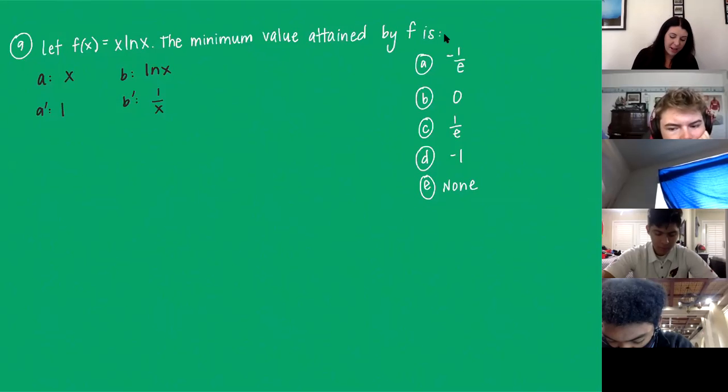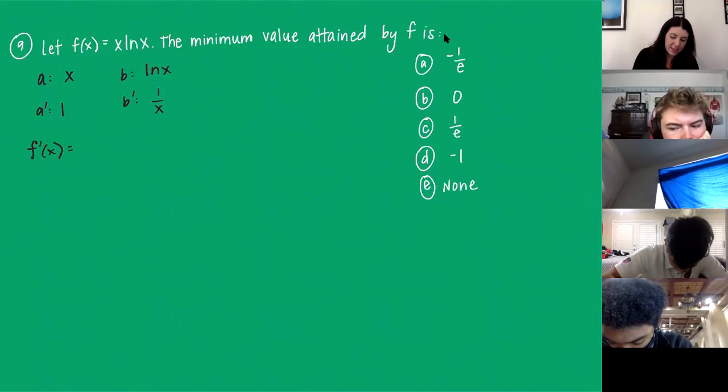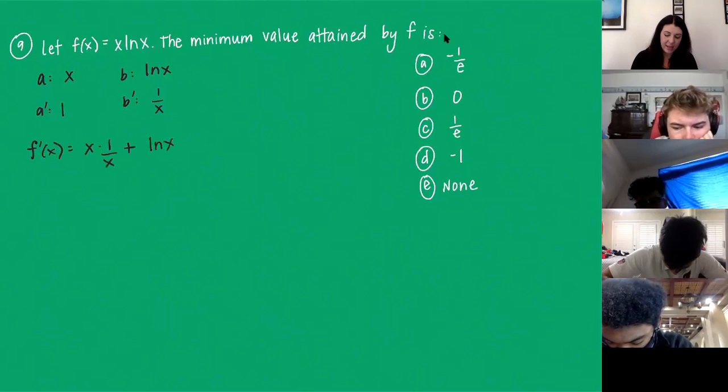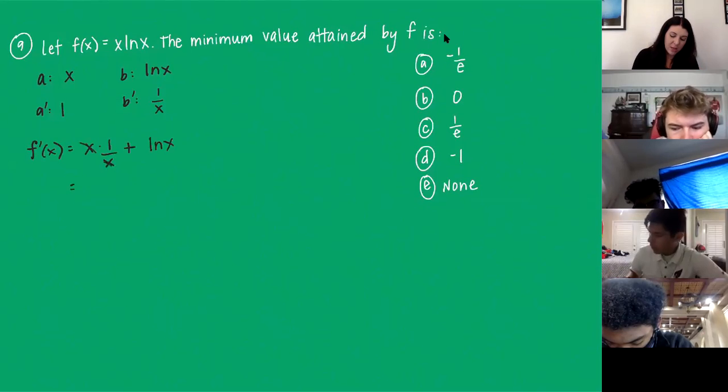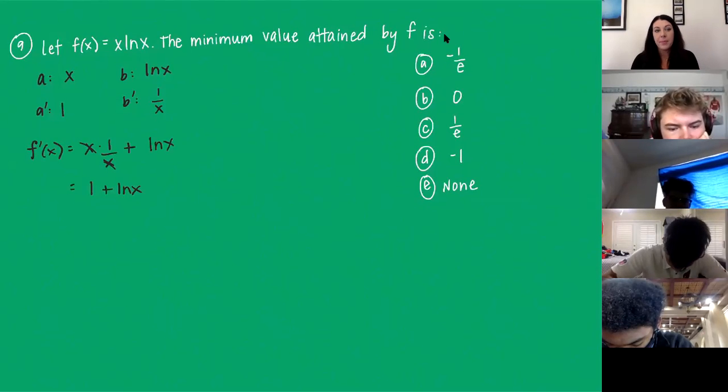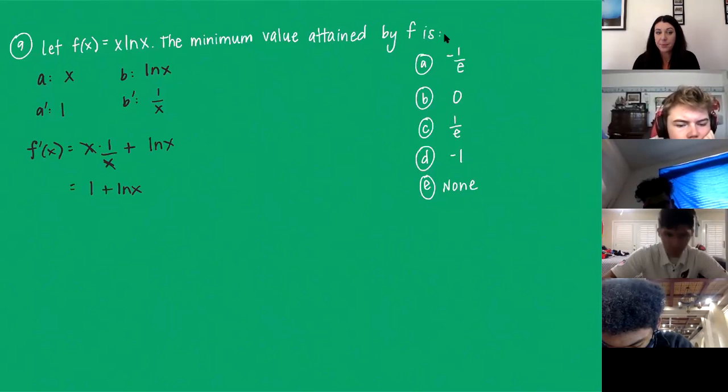Okay, our f prime of x now, we're going to multiply these things together. We're going to get f prime of x is equal to x times 1 over x plus, don't forget, for product rule, it's a plus, 1 times ln x. So I'm just going to write that as ln x, which gives us, those x's are going to cancel out, 1 plus ln of x. So that's our f prime of x value, right?